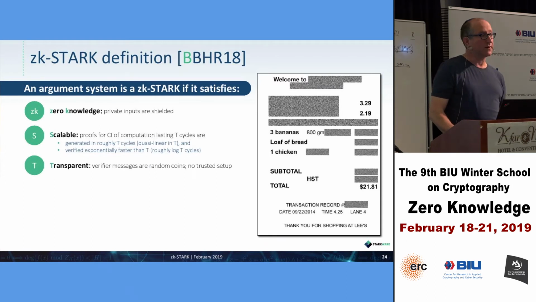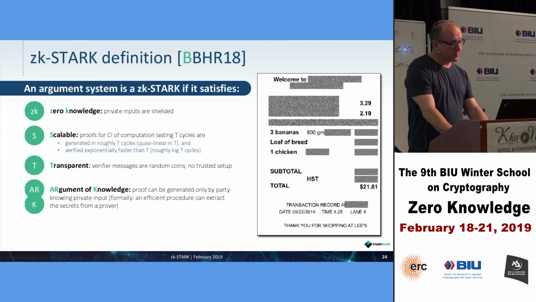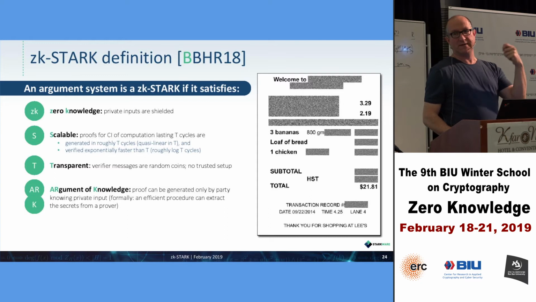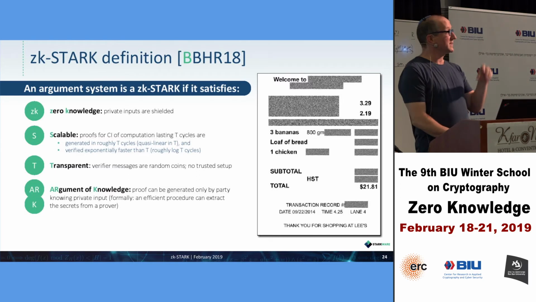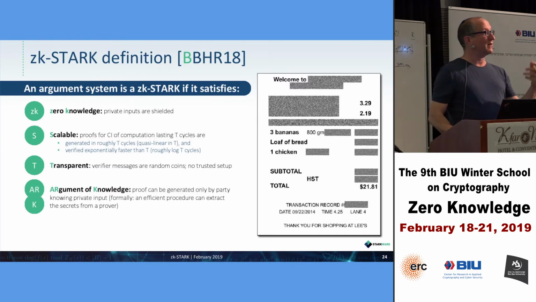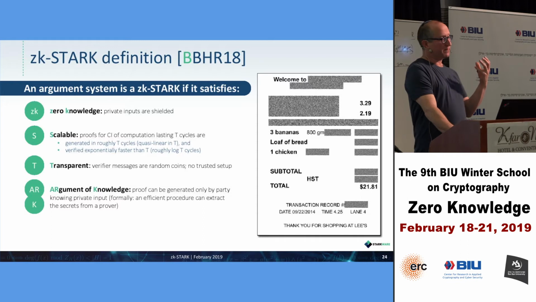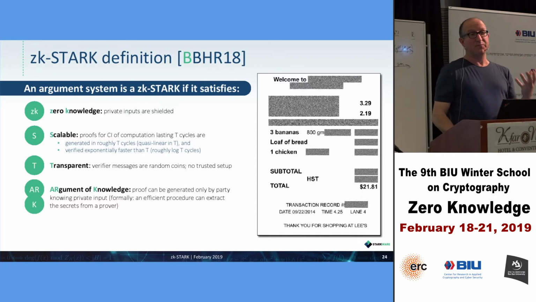Transparent. All the verifier messages are just public random coins, so there's no trusted setup in particular. An argument of knowledge means that if a prover interacts with a verifier and succeeds in convincing the verifier with high probability that the claim is correct, then there exists an efficient machine that, by resetting the prover and replaying it, can extract a witness that shows that this instance is in the language. So if you see a proof, the way to informally think about it is that you can actually extract from it.